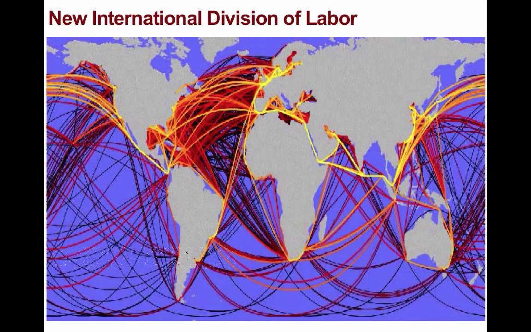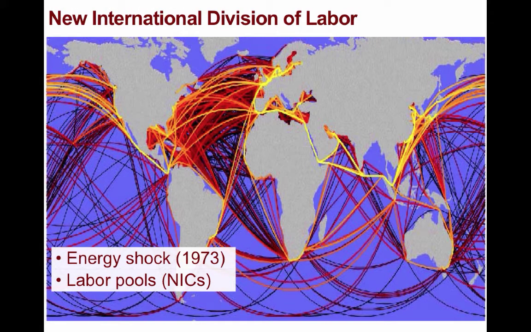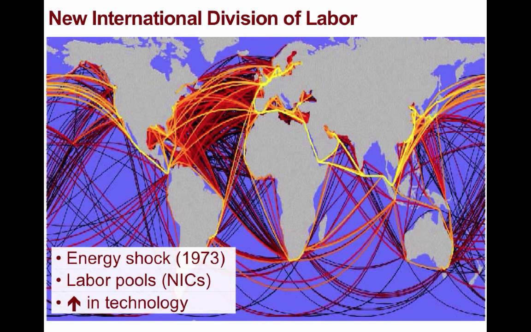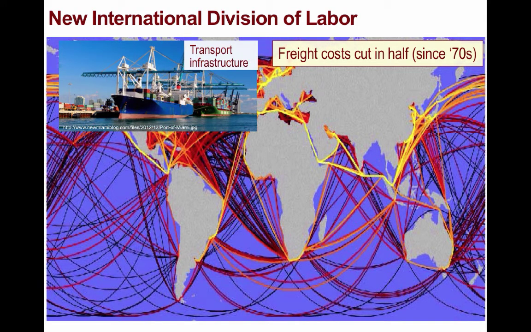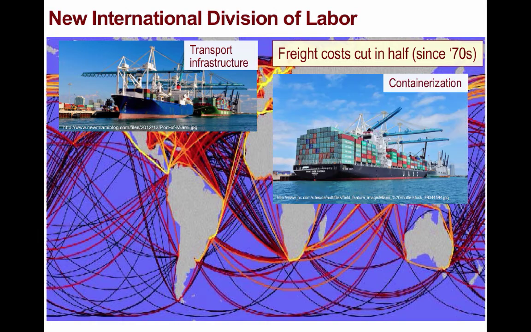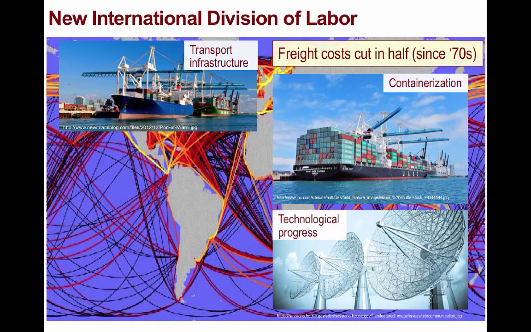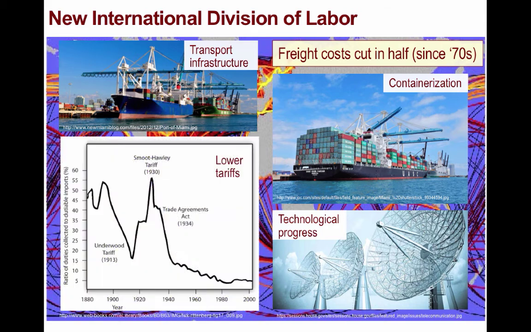This energy shock, along with large and cheap labor pools in newly industrialized countries, combined with dramatic improvements in transport and communication technology, led to a new international division of labor, also known as the global division of labor. Freight costs have been cut in half since the mid-1970s, driven by investments in transport infrastructure such as seaports, better capacity use through containerization, technological progress in areas like telecommunications, and also through lower tariffs.